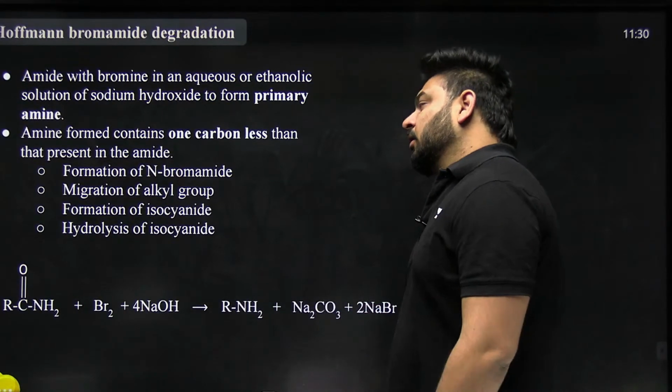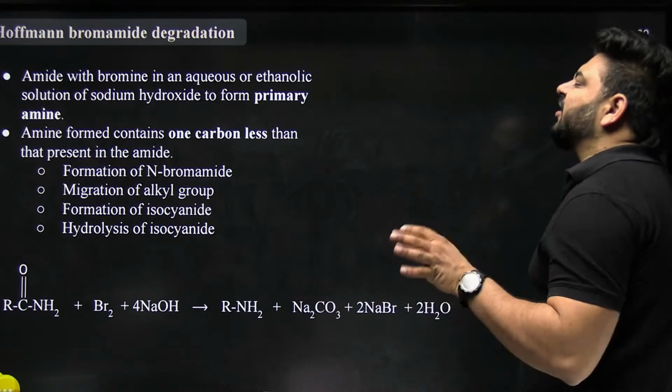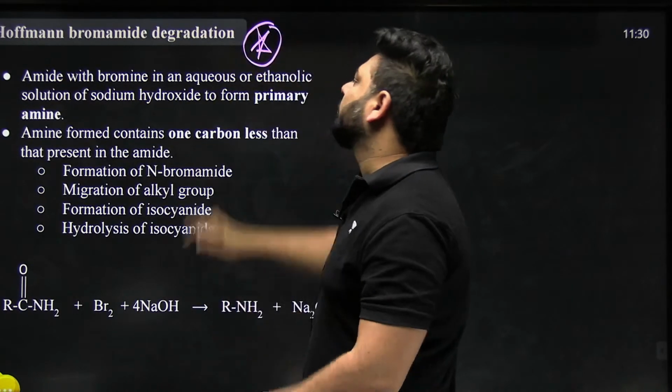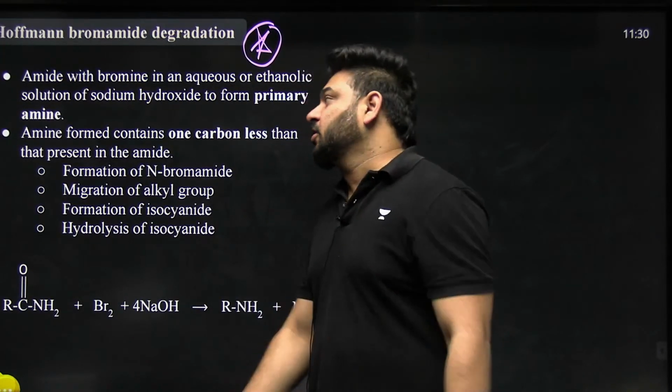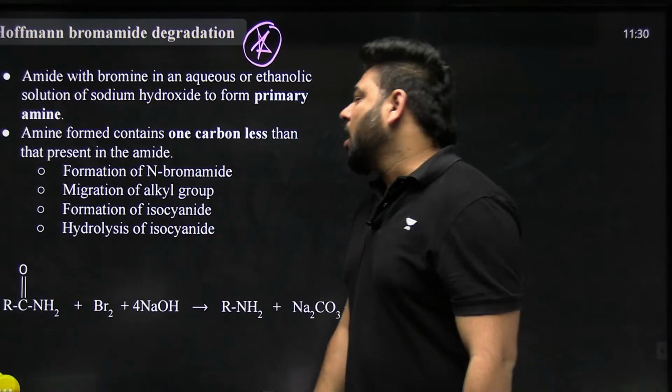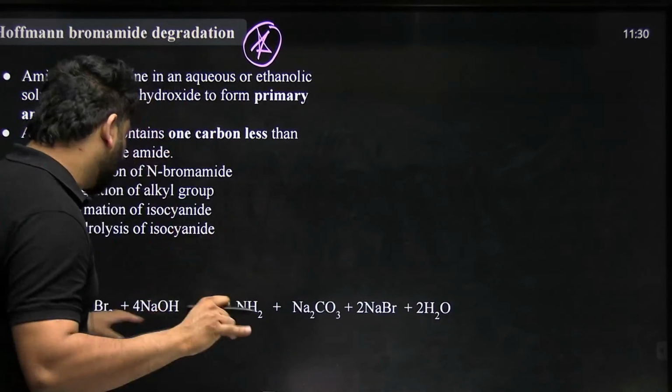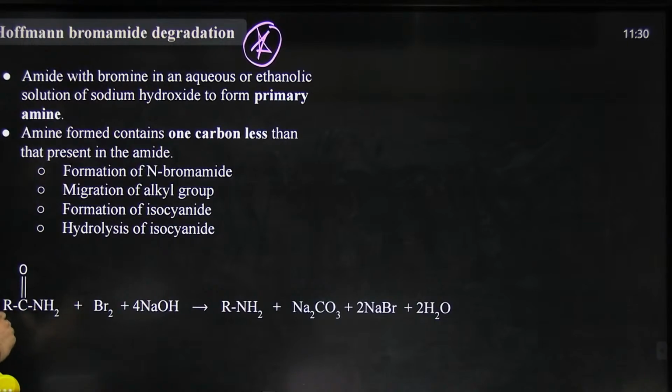Next is Hoffmann degradation reaction, the very important reaction of this complete chapter, I must say the most important reaction. So how does this reaction work? We have an amide with us, and that should be a 1 degree amide. What is the meaning of 1 degree? That it is connected with the NH2 group, not NHR, not NR2.